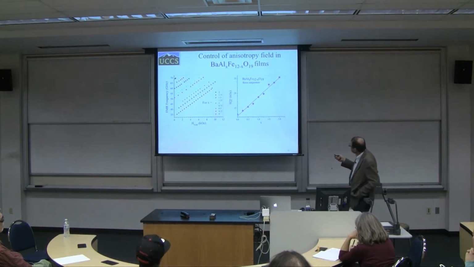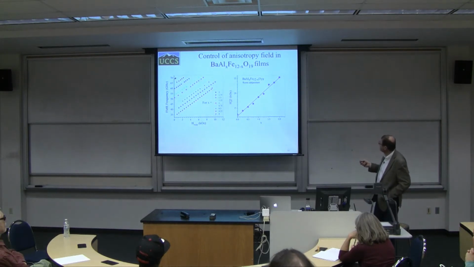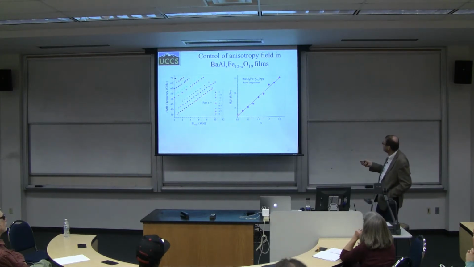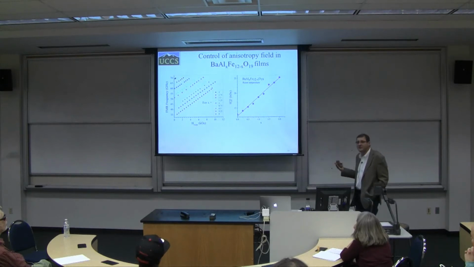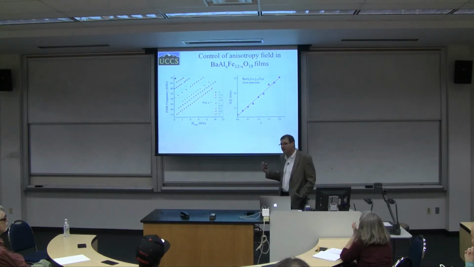So what is plotted here is an effective anisotropy field as a function of composition, and you can see how it changes from, let's say, 1.3 Tesla up to 2.5 Tesla. So this material can be used as a fairly good permanent magnet.